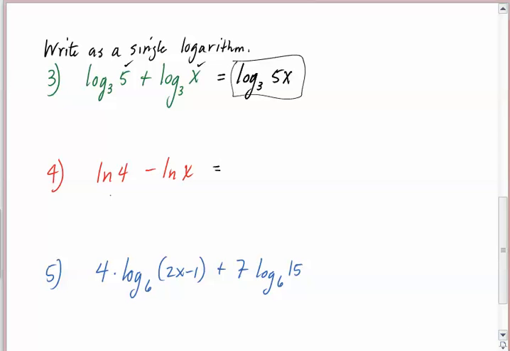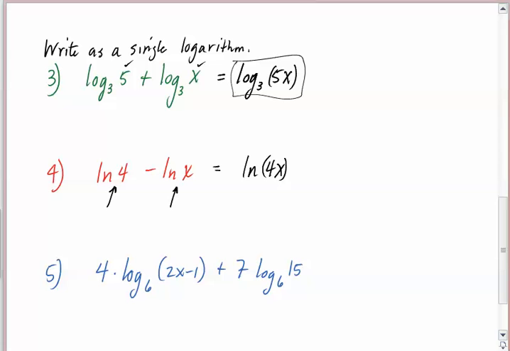And again, it's okay that this is a natural log, right? It just means that the base is e. So we're just saying that when I write my answer, it has to be a natural log because it's base e. So this would be natural log of 4x. And a lot of textbooks will use parentheses around the argument, just to make it clear where it starts and stops. And this last one.